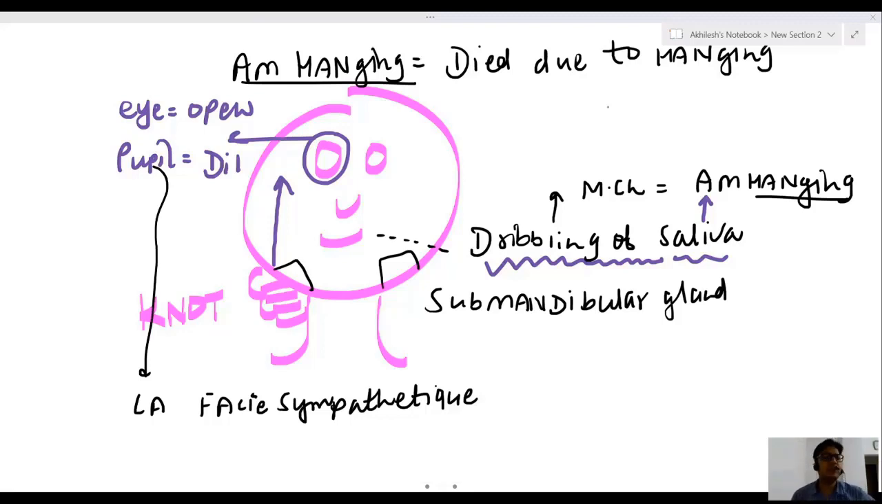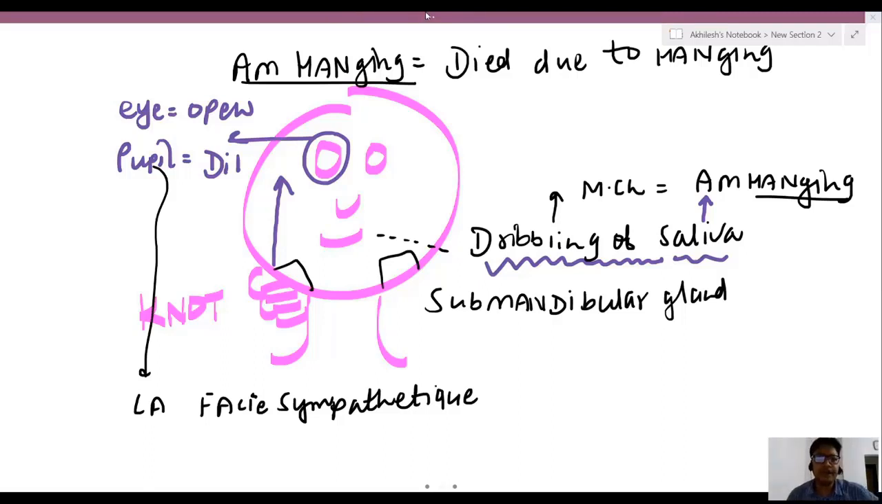Sir, no, Doctor, dribbling of saliva is not present in all anti-mortem hanging. First of all, it is not seen in all anti-mortem hanging. It is seen in a few, but if it is present, it is the most characteristic finding. Because if the knot is at the posterior part, saliva will dribble on the ground. If the knot is on the lateral part, maximum pressure will be on the opposite side, and you can have dribbling.